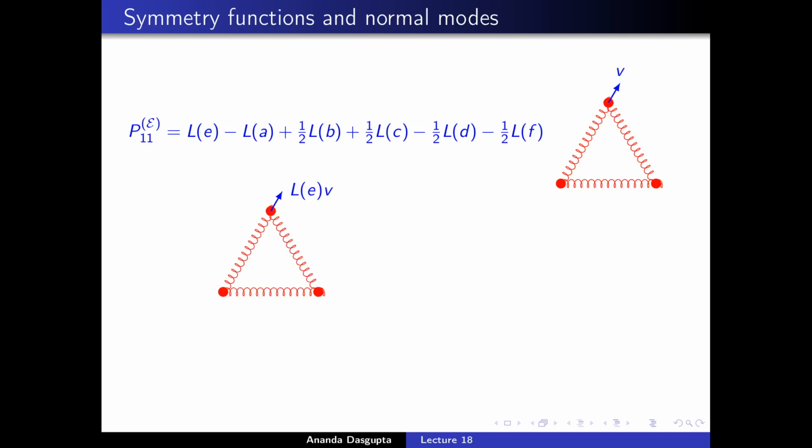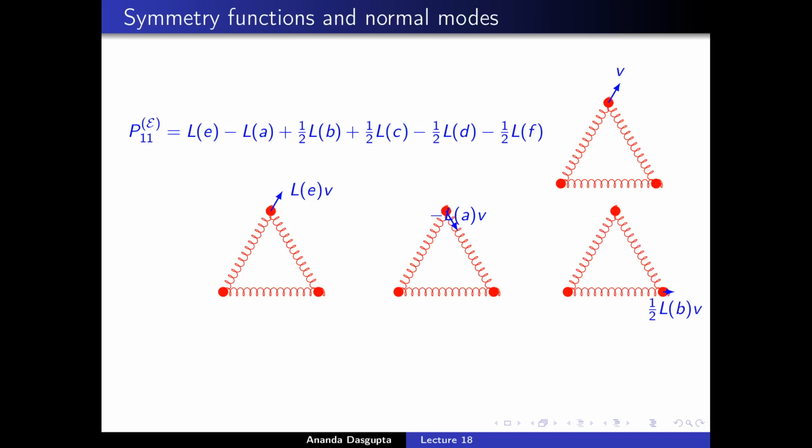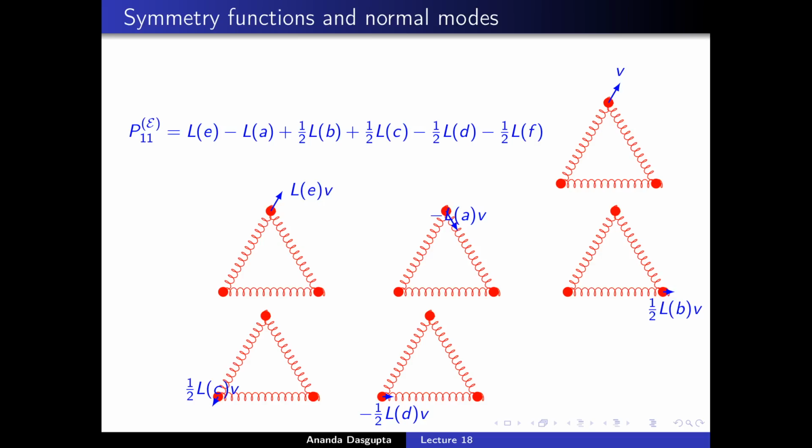This is LEV, same as V, of course. LAV would be reflected horizontally, but this is minus LAV, so it will be down along the side as shown. Half of LBV will be in the same direction as LBV would have been along another side, but half as long. Half LCV, again along another side, half as long, minus half LDV as shown, and minus half LFV as shown.